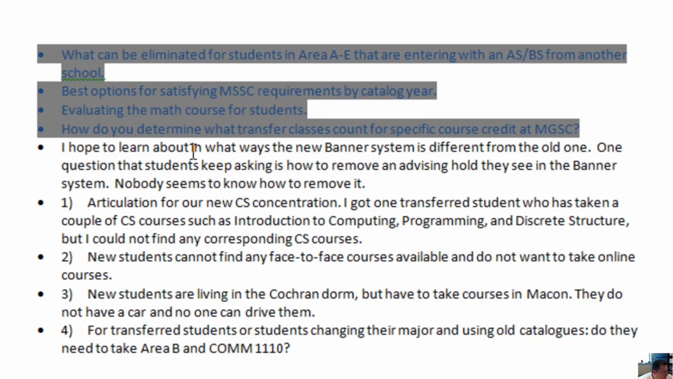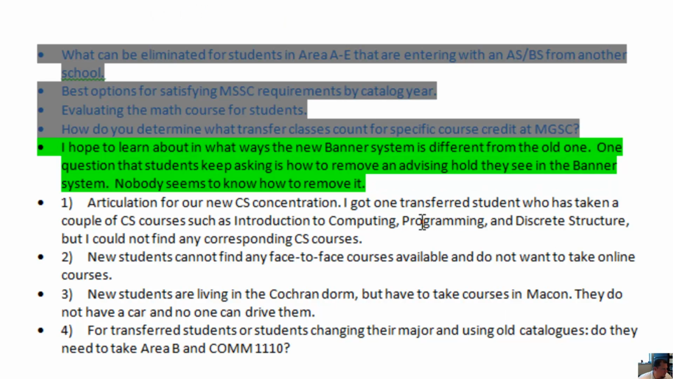I hope to learn about what ways the new banner system is different from the old one. One question that no one keeps asking is how to remove an advising hold they see in banner system. No one seems to know how to remove it. You're correct. Right now there is not a way for us to remove holds that I am aware of. I'll mark that question as complete, but I know I didn't really answer it.